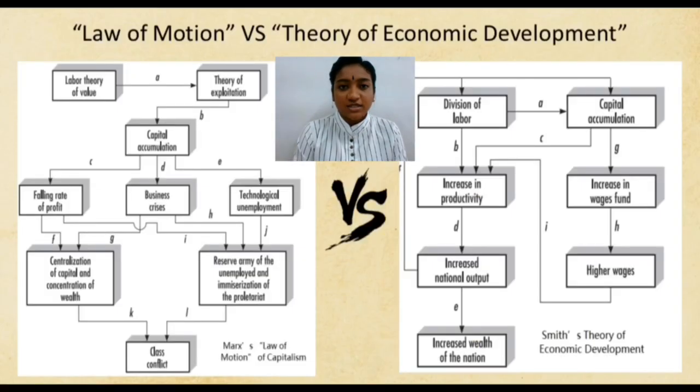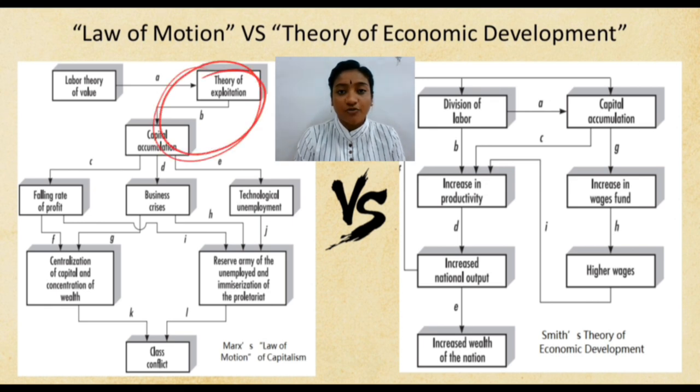As we can see from the diagram below, here is a short summary of the law of motion of capitalism by Karl Marx. According to Marx, because labor is the source of all value, surplus value and profit arise through exploitation of workers in arrow A. This will cause competition among capitalists, resulting in capital accumulation in arrow B, which causes a falling rate of profit, business crisis, and technological unemployment in arrows C, D, and E.